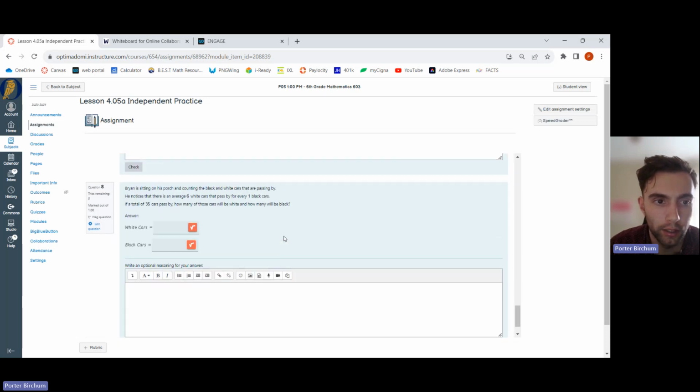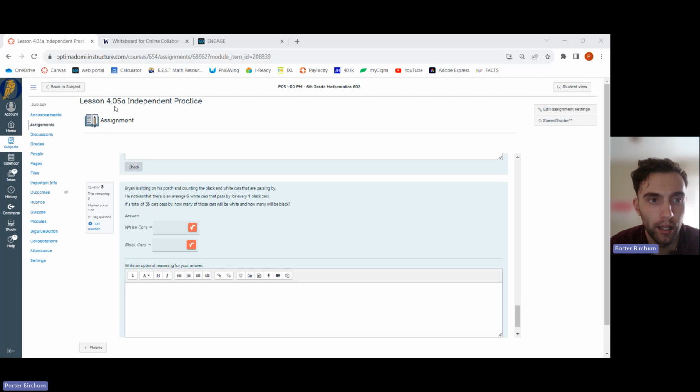Yeah. Last question. Brian is sitting on his porch and counting the black and white cars that are passing by. He notices that there's an average of 6 white cars that pass by for every 1 black car. If a total of 35 cars pass by, how many of those cars will be white? How many will be black?